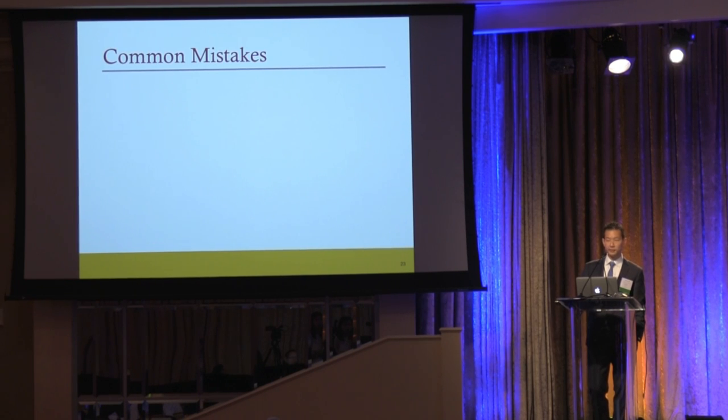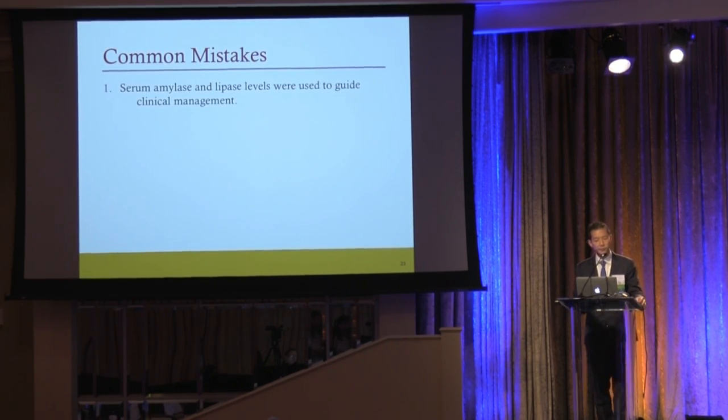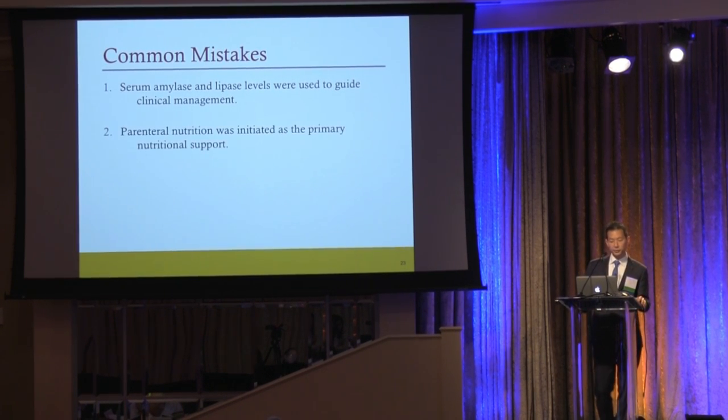All right, so common mistakes that were presented in this case: 1, serum amylase and lipase levels were used to guide clinical management, and we discussed that already. And 2, parenteral nutrition was initiated as the primary nutritional support. So there are a couple of other mistakes that were made in this case. The other was that prophylactic antibiotics were implemented. So what's the role of prophylactic antibiotics in acute pancreatitis?